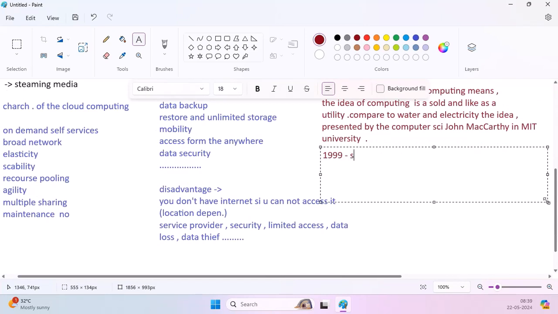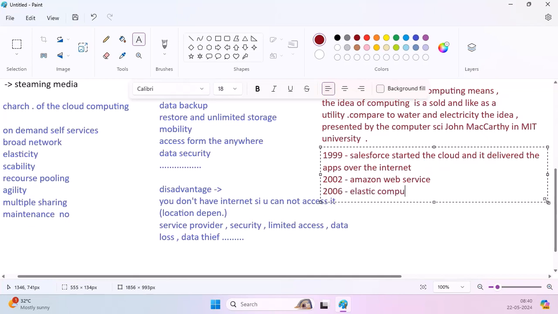And then in 1999, Salesforce started the cloud, and it delivered the application over the internet. And in 2002, Amazon Web Services also came about. And in 2006, the Elastic Compute Cloud model.